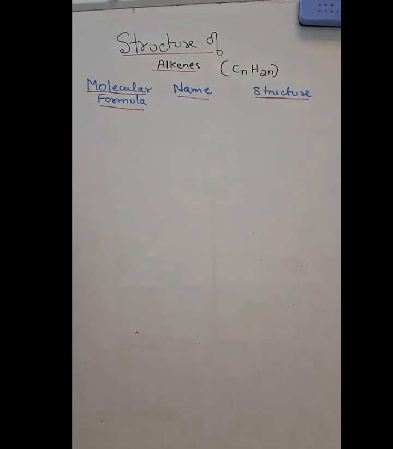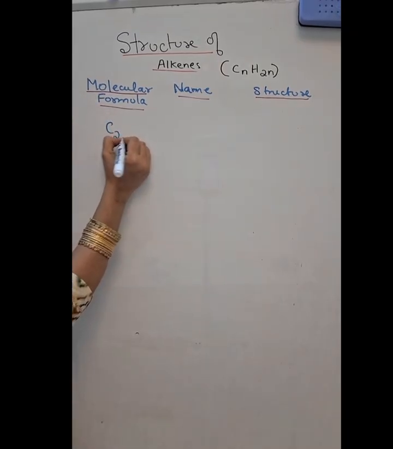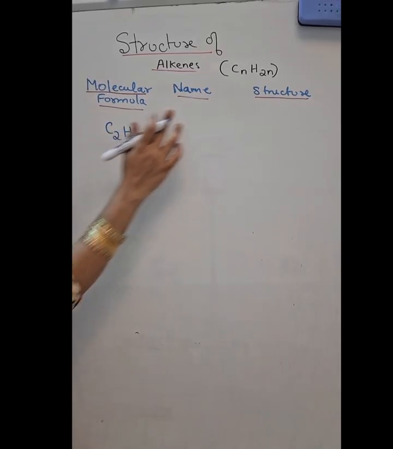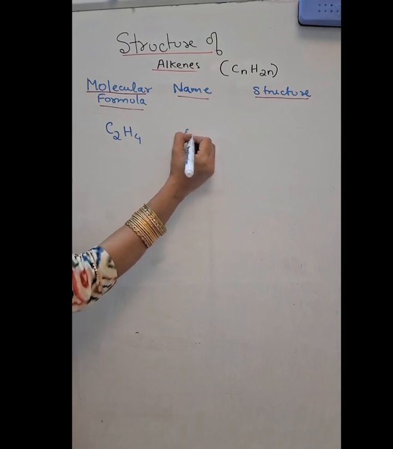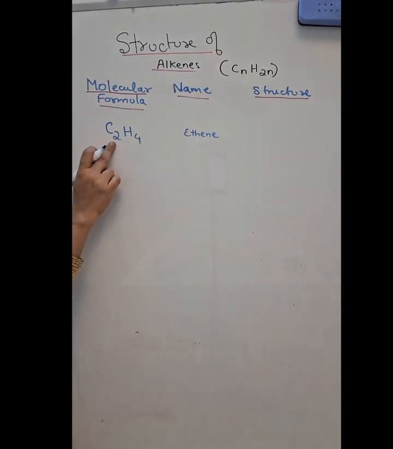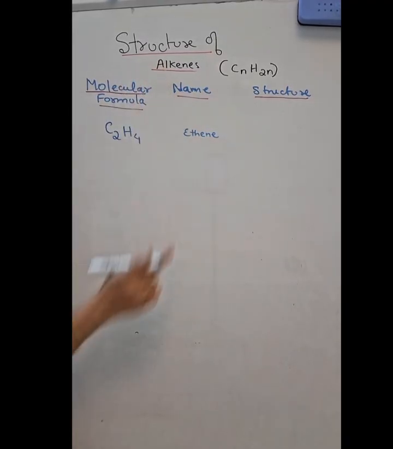For example, suppose the molecular formula of the alkene is C2H4. Since it is C2H4, the name will be ethene. Why ethene? Eth because it is a 2-carbon alkene, and ene because it is an alkene having a double bond. Now, how do we identify an alkene in its structure? We will have a double bond between carbon and carbon.